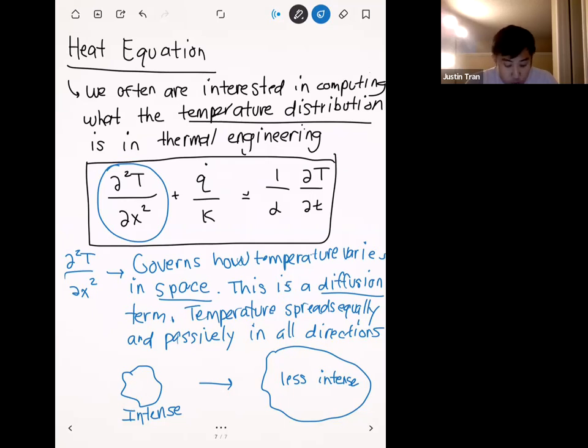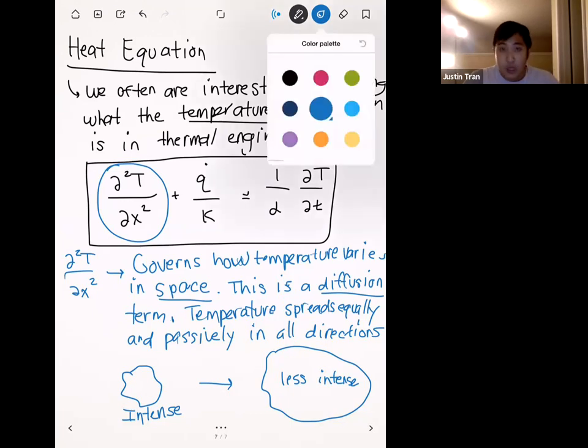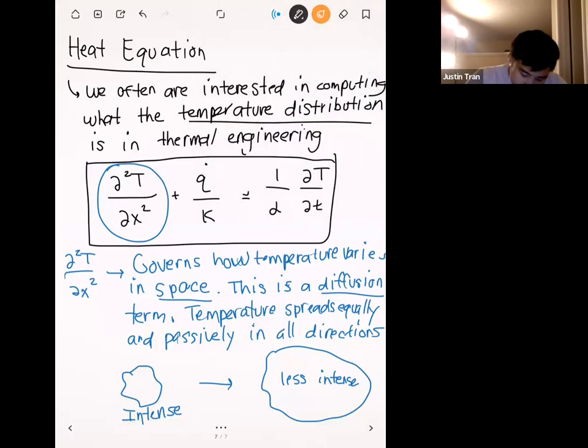And so that's the diffusion term. The fact that the temperature here has a second derivative tells us that it's a diffusion term, and it tells us that this is how we can expect temperature, or energy, to behave. Any questions on this? Okay. All right. And so that's the diffusion term.